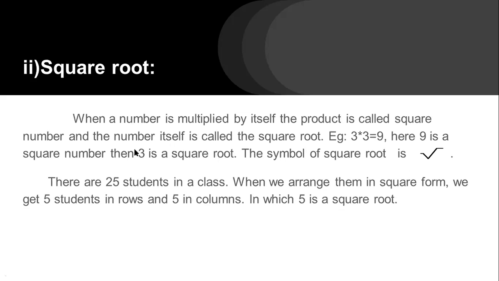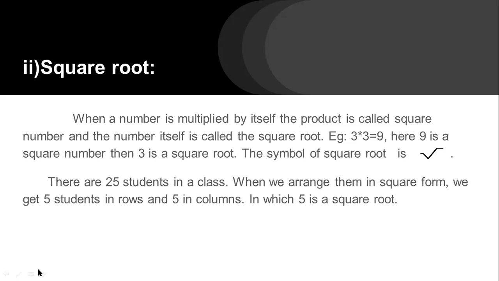The symbol of square root is this square root symbol. And we have to understand that in this corner there is a 2. Okay, 2 is hidden there, it is invisible there. If you want, you can write 2 in this corner also, because it is a square root. And now look here, there are 25 students in a class. When we arrange them in square form, we get 5 students in each row and 5 in columns, in which 5 is the square root. I hope you understood. 5 is the square root of 25, and 25 is the square of 5.